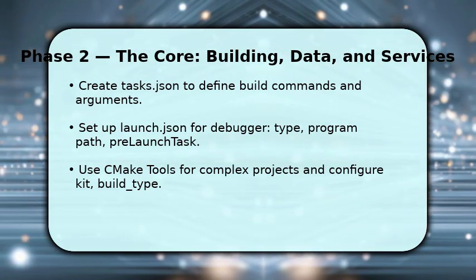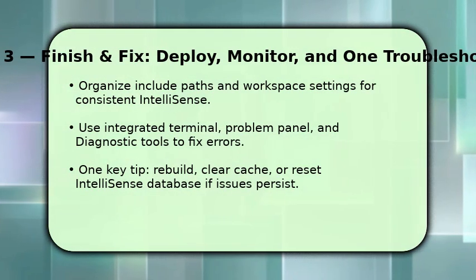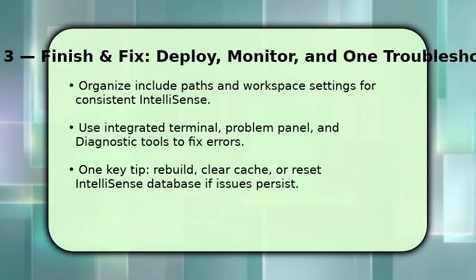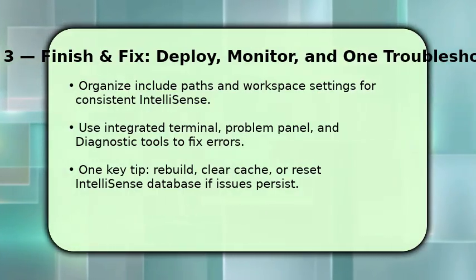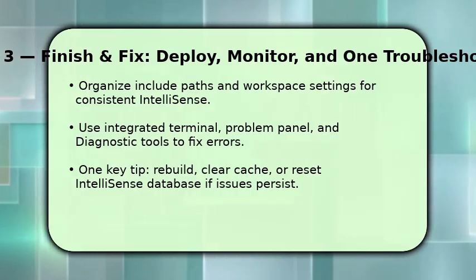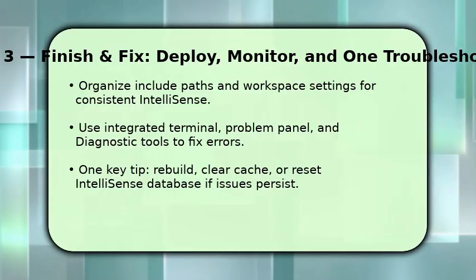To finish, tidy workspace settings. Add include path, compiler path, and standard in c_cpp_properties.json so IntelliSense matches your build. Run a full build, then test with the debugger and the integrated terminal. Make sure tasks and launch are saved in .vscode so teammates inherit them.